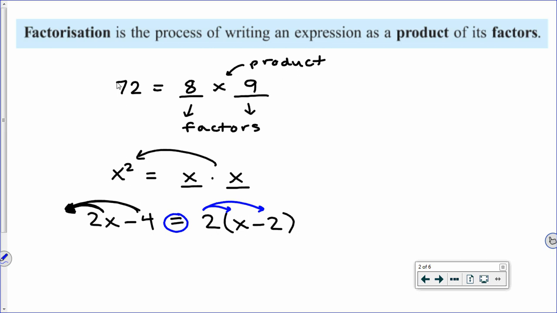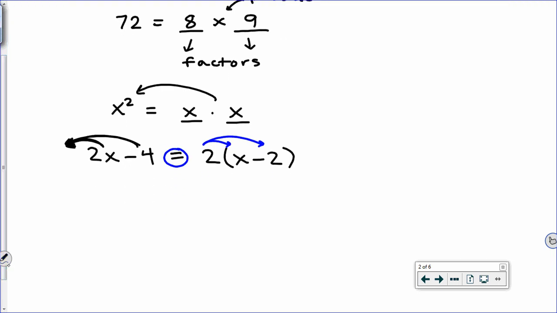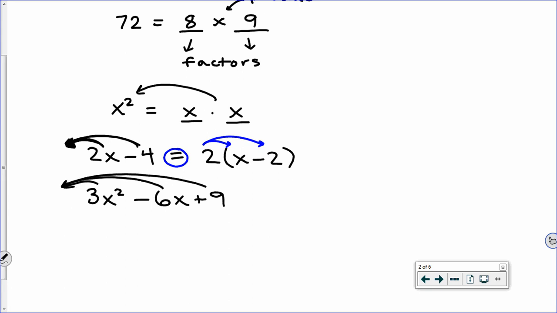Could make it a little bit more difficult by giving, let's say, a few more terms, maybe a 3x to the second power minus a 6x plus a 9. I'm looking at all 3 of these terms and thinking, what was distributed into a parentheses to give me this? Or what can I divide each of these terms by? And in this case, maybe you'll see they can each be divided by a 3. And so the first term must have originally just been x squared.